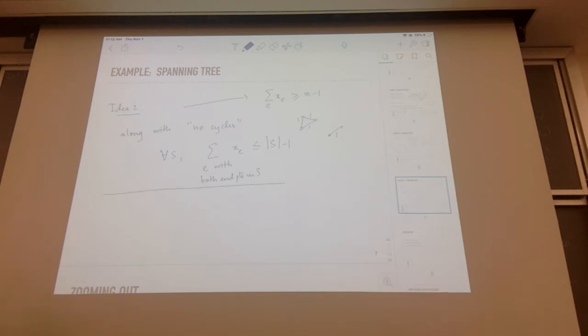And you can also write down the same cut formulation that we discussed last time. You can say for any set, there must exist at least one edge that goes between S and its complement. Okay, so that's a third way you can write it down. That's called the cut formulation.